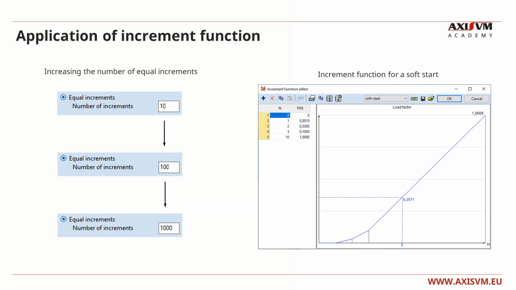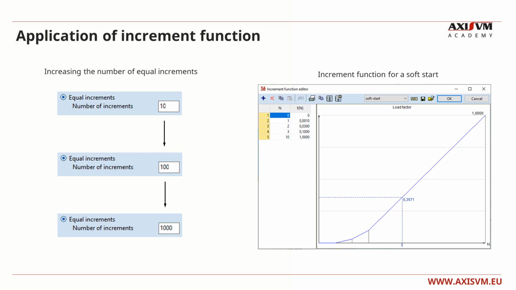If already the starting increment doesn't converge, the simplest way is to increase the number of equal increments to 100, 1000 or 10,000 to try out whether the calculation can be kicked off with smaller load steps. If the calculation can start, we can try out a soft starting increment function. It contains just a few starting increments. The small number of them becomes important when a lot of load combinations have to be analyzed.